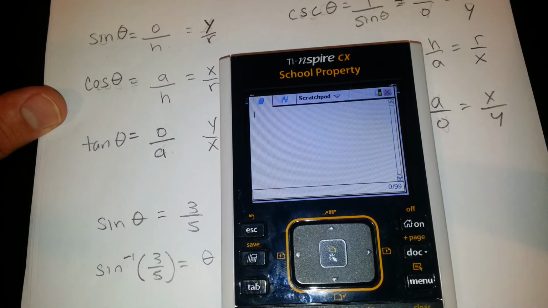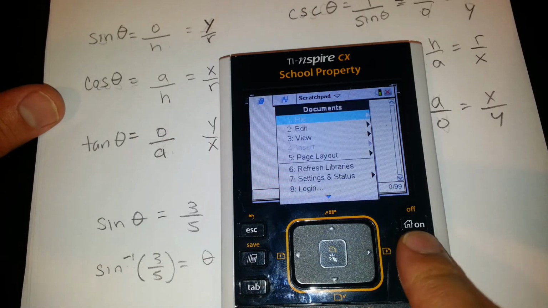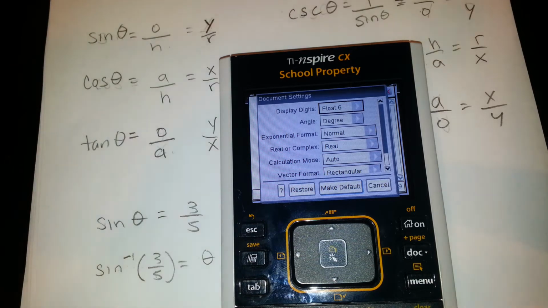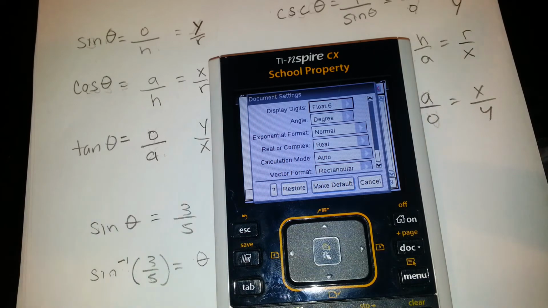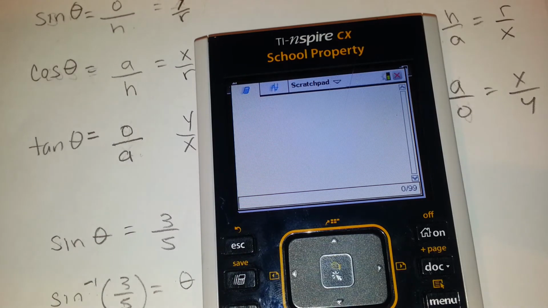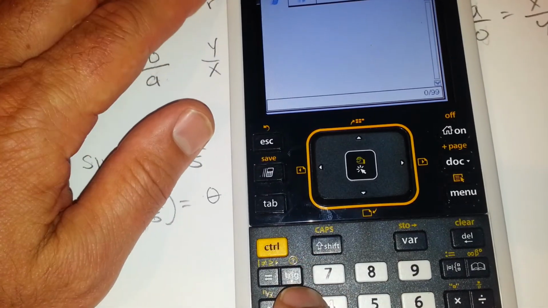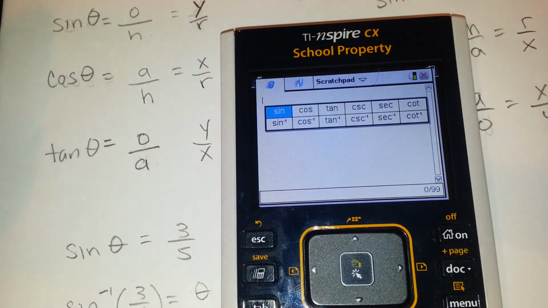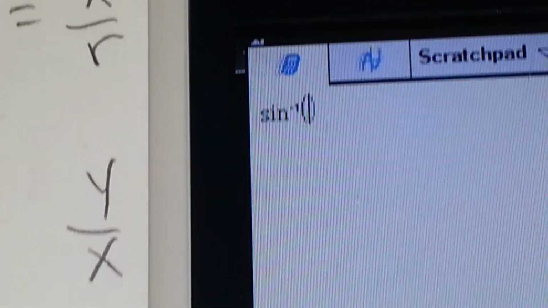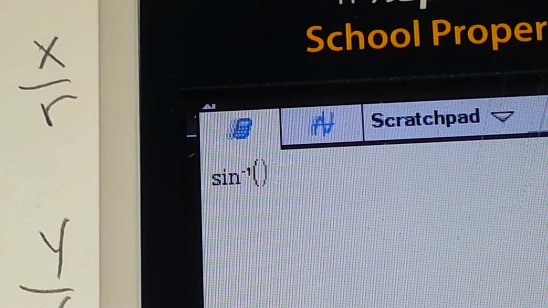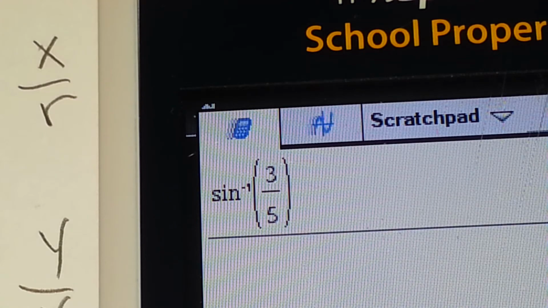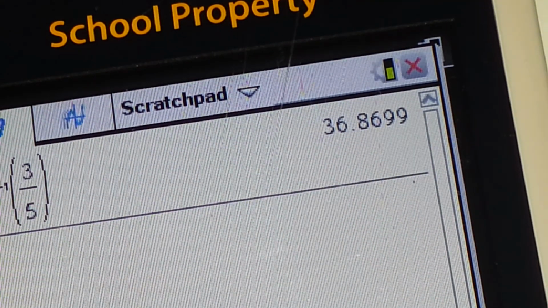When you're on here, we can go doc 7, 2, and see we're in degree mode right here. Degree mode. All right, so we're in degree mode. So I can go trig. Here's my trig button, right underneath the control. I scroll down to inverse sine, enter. And I'll really blow this up. All right, control divide, 3 over 5, enter, and that's 36.9 degrees.